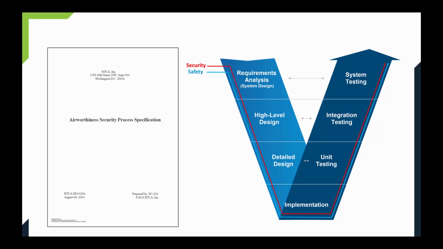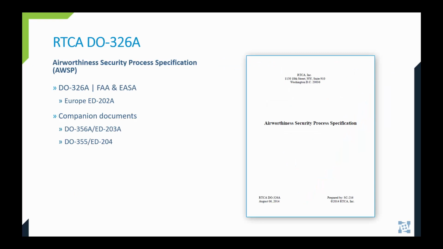All right, anyways, let's start with a little history here on DO-326A. In 2006, EUROCAE formed a working group, WG-72, and in 2007, RTCA formed Special Committee 216, or SC-216, both named Aeronautical Systems Security. And this began the process that yielded DO-326A. The equivalent in Europe is ED-202A.